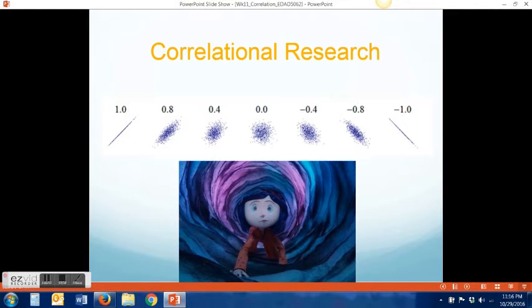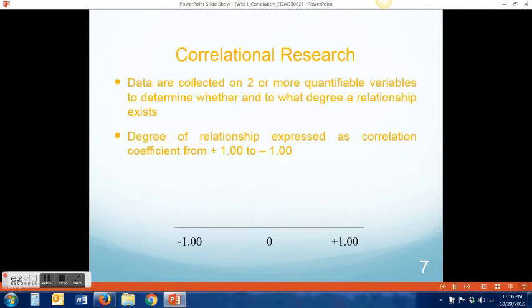So let's take a look at some of these. Correlational research are data collected on two or more quantifiable variables to determine whether a relationship exists and to what degree that relationship is. Now, a degree of relationship can be expressed, as I mentioned before, on a continuum from +1, which is a perfect correlation, one-to-one relationship essentially, to 0, no relationship, and a -1, which is a perfect negative relationship. And we'll give some examples of that here in a moment.